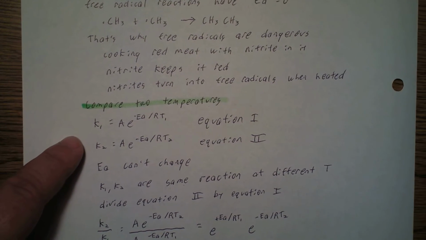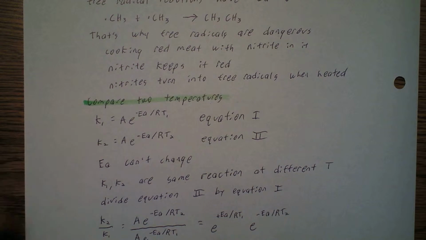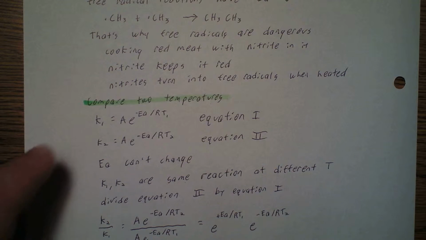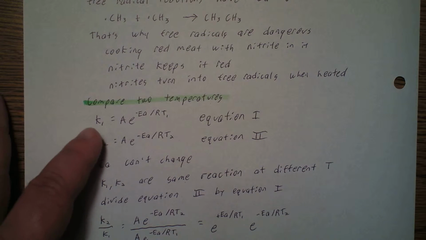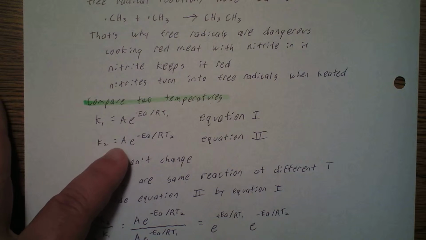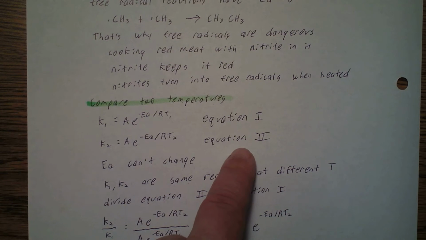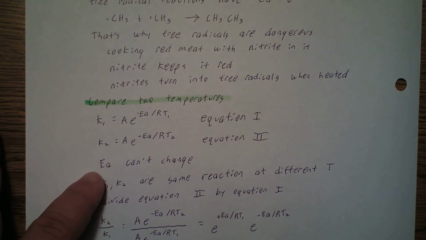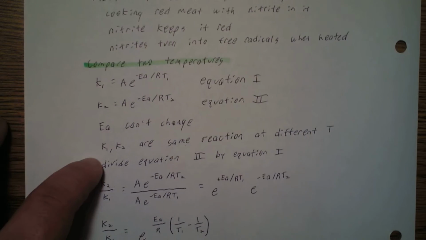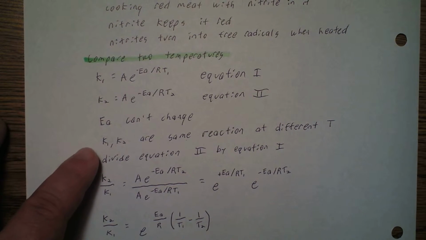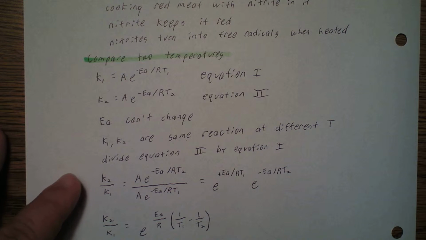Now let's compare 2 temperatures. We have k1 is equal to A times e to the minus Ea over RT1. We'll call that equation 1 for the first temperature. And then k2 is equal to A times e to the minus Ea over RT2. We'll call that equation 2 for temperature 2. Now remember, for a reaction, the activation energy can't change. So k1 and k2 are the same reaction, but at different temperatures.